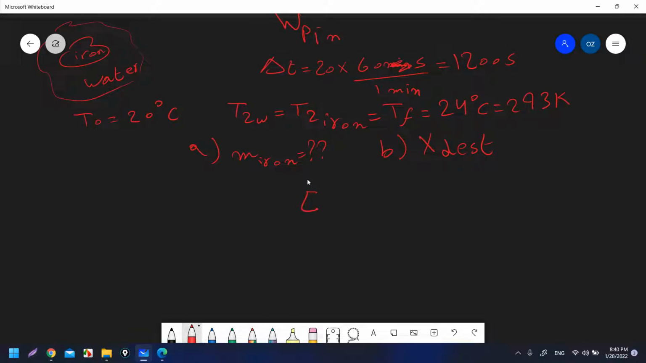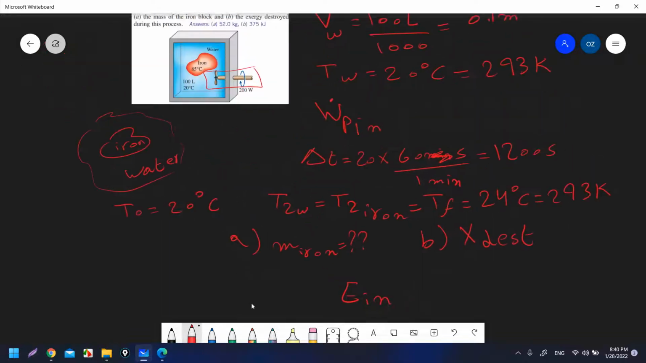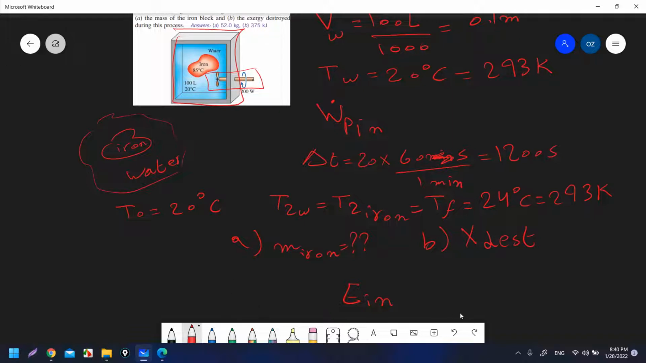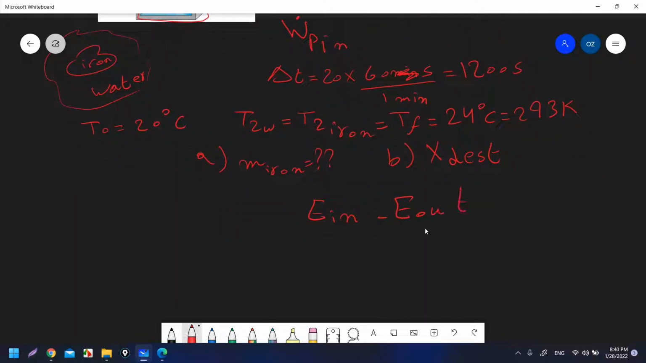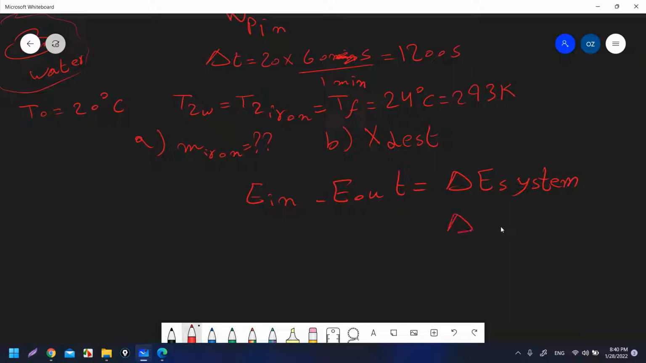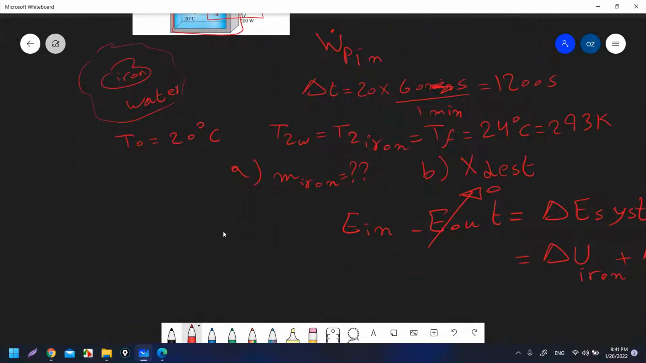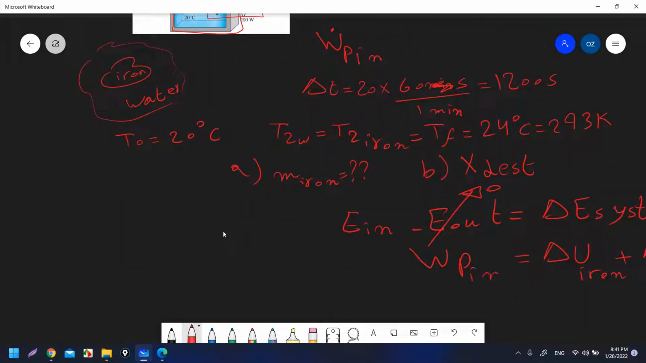We will do an energy balance around the whole system. So E in minus E out equals delta E system. The system is stationary and there is no elevation or velocity, so in delta E we will have only delta U. But we have two substances, water and iron, so we will have delta U for iron plus delta U for water. We don't have anything going outside the system. There is no work out. Of course, it is insulated, so there is no Q out or Q in. But we have the paddle work in.